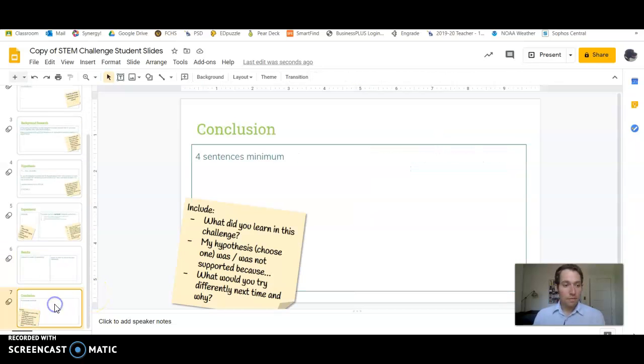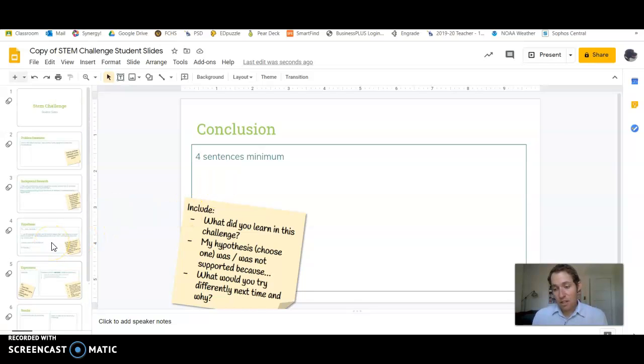And then the conclusion we'll work on in class. But you're going to answer these questions, at least 4 sentences, complete sentences about it. What did you learn? Was your hypothesis supported? Most of ours will not be. Most of us are not going to hit the target that we hypothesized. Some of us might, depending on how you wrote your hypothesis. And then what would you try differently next time and why? So there's a couple sentences to add to your 4.